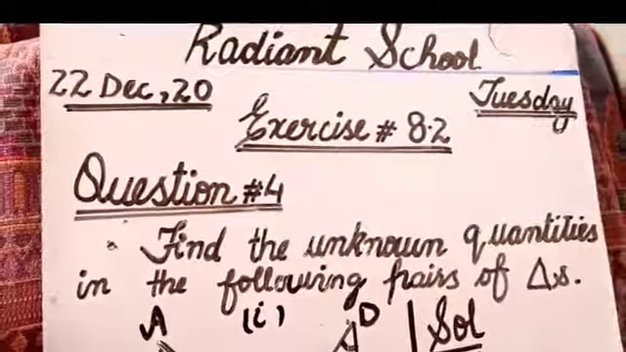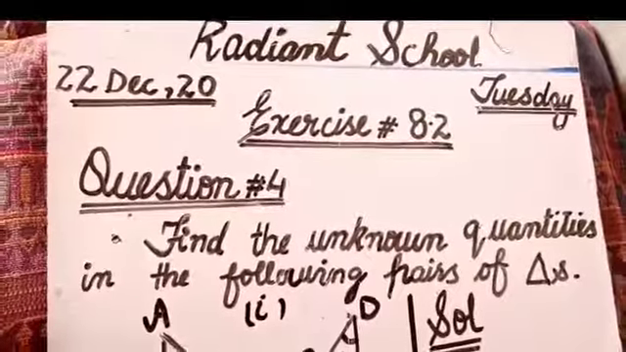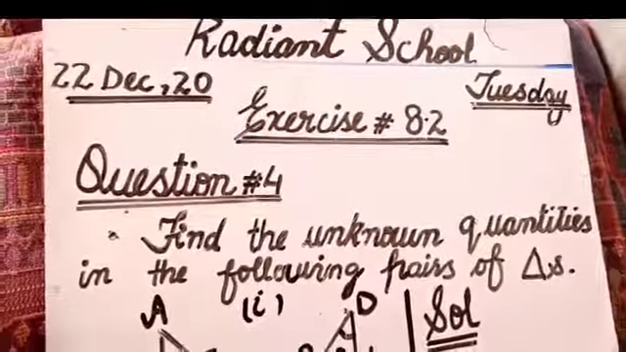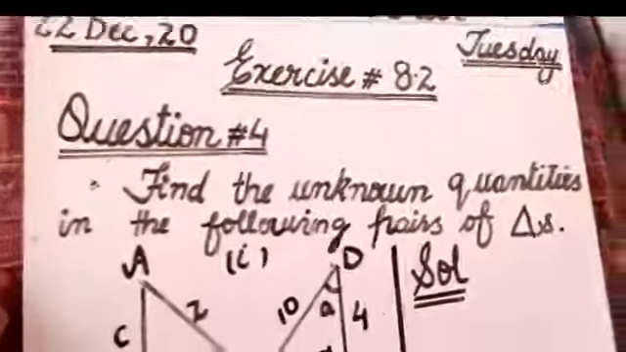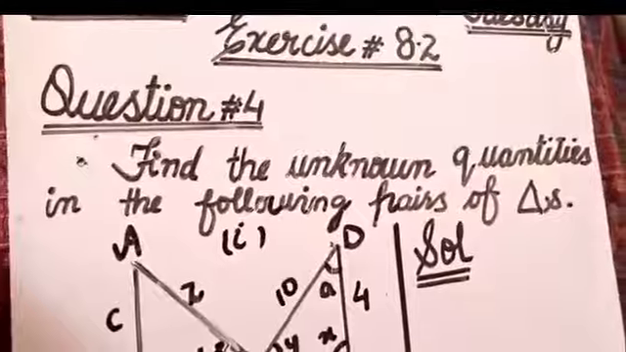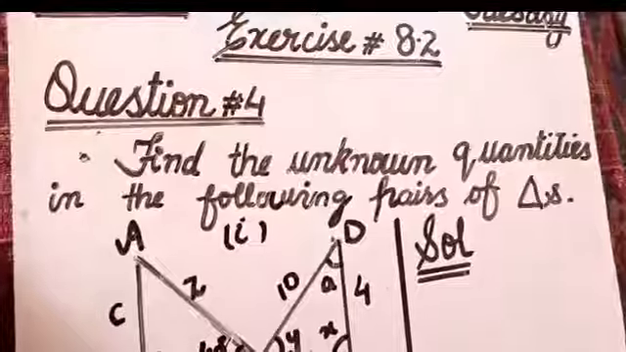This is our today's lecture. In this lecture, we will study exercise 8.2. We have done the first three questions in the previous lecture. Now we will start question number 4. In question number 4, they are saying find the unknown quantities in the following pairs of triangles.